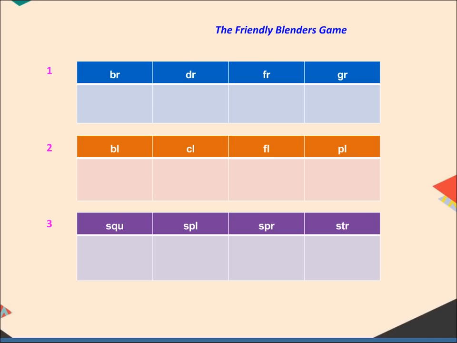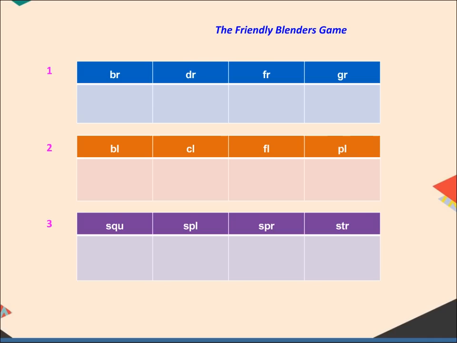So you might want to practice this at home right now. It's br, dr, fr, gr, bl, cl, fl, pl. So once I've taught these, then I would move on to triple blends, which are much more difficult for students, and in some countries where they don't exist, they find it very difficult to say them. And you can see here we've got squ, spl, spr, and str.